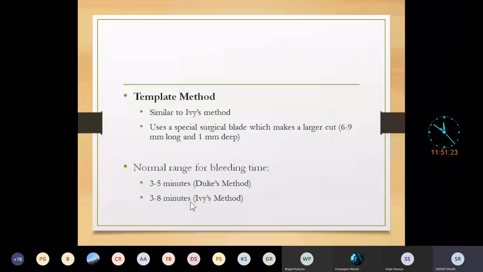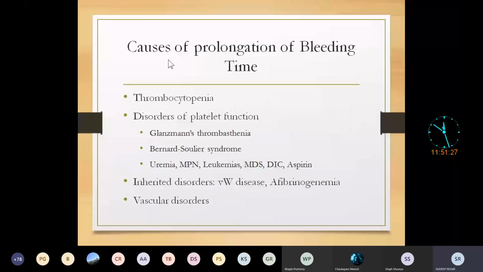Now, what are the causes of the prolongation of this bleeding time? Obviously, this bleeding time is related to the number and function of the platelets. So whenever there is thrombocytopenia, meaning a decrease in platelet count. The normal range of the platelets in the human body is 1.5 lakhs to 4 lakhs per cubic millimeter. So if it is less than 1.5 lakhs, there is thrombocytopenia.